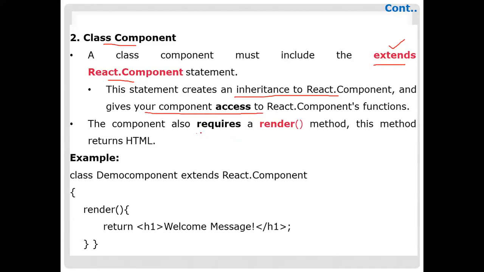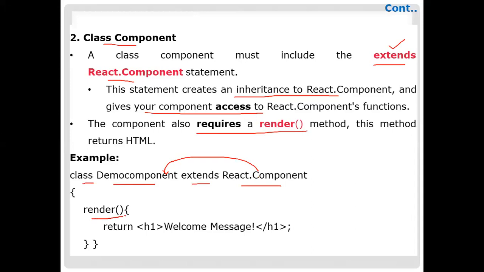It also requires a render method, and it returns the HTML code, like the function in the previous function component returning HTML, right? In the class also it returns the HTML part. See the example of how we declare the class component. Class, the user-defined component name, DemoComponent extends React.Component. Once it is extended, all the functions which belong to React.Component will be accessible by DemoComponent.